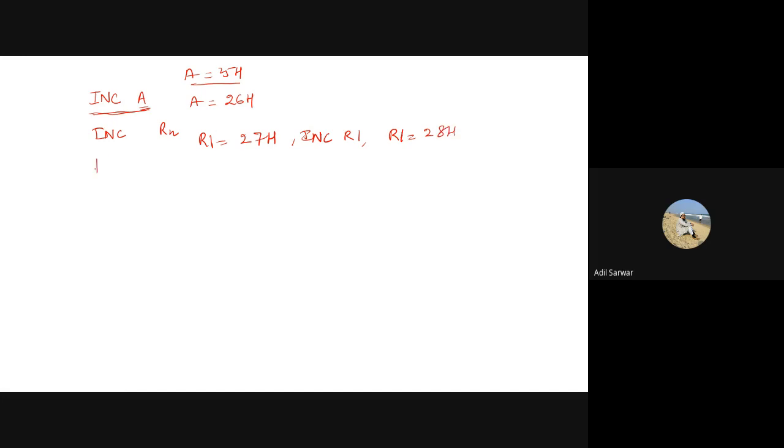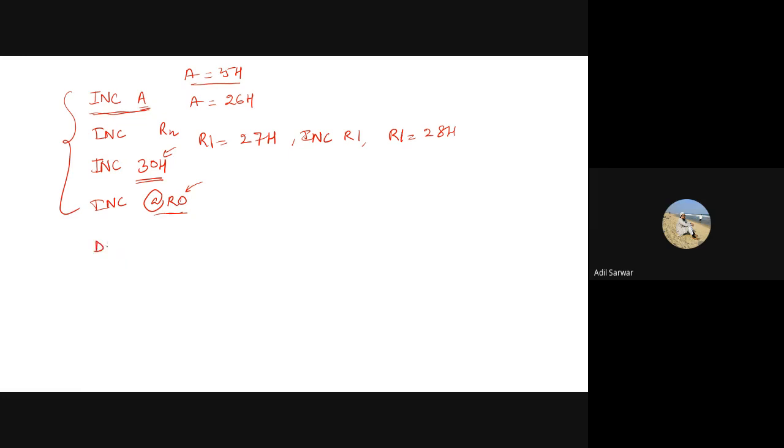Similarly, we could have direct and indirect, all types of addressing modes are again possible in the case of INC also. So you can have INC 30H, increase the content of 30H by 1, or we could have INC @R0, increase the content of the register pointed by R0 by 1. All modes of operation are possible in INC.